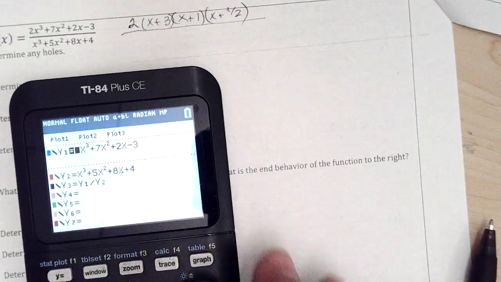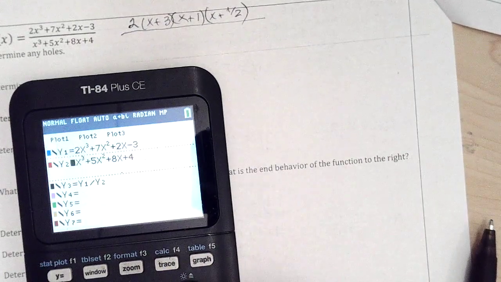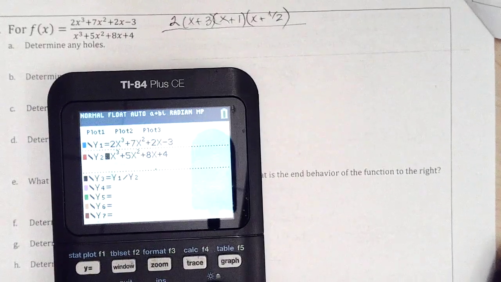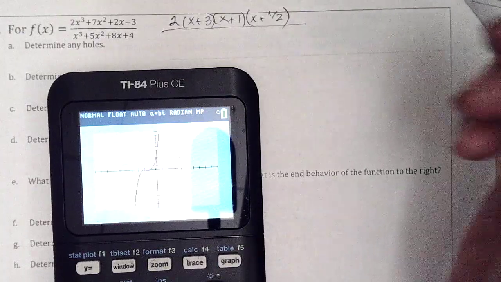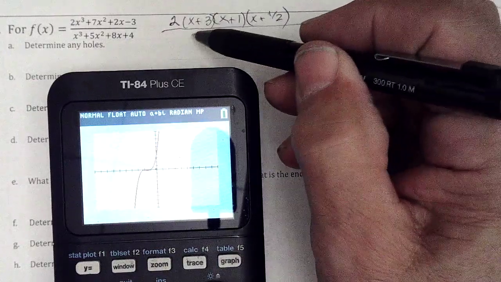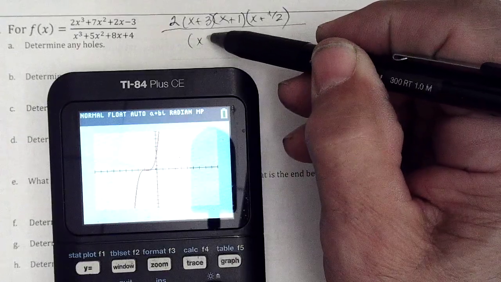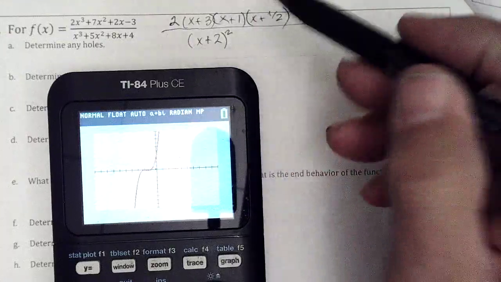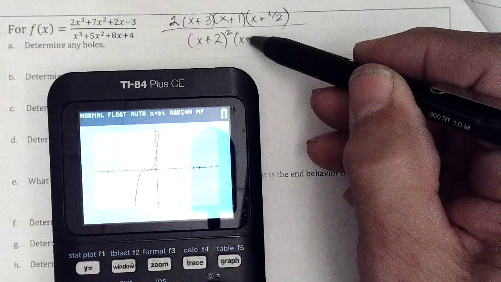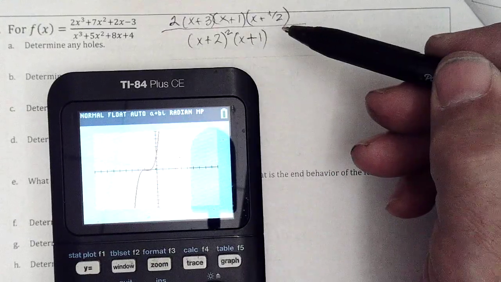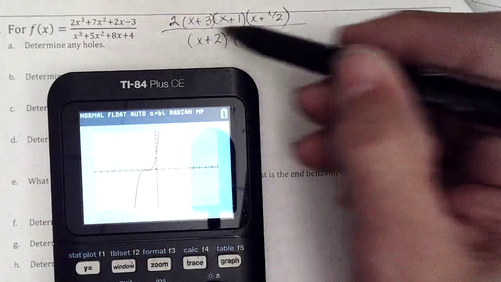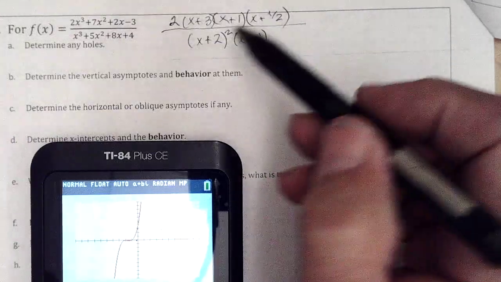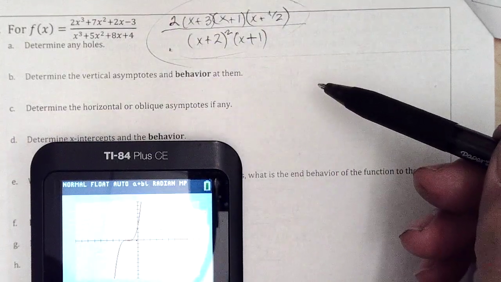And now let's look at the denominator. So turn that one off and turn that one on. That's the denominator, hopefully typed in correctly. And so I'm going to push graph. And it bounces at -2. So x plus 2 twice. And it goes through at -1. So it's x plus 1. And that's it. And the leading coefficient's 1, and this would have 1. So looks like that would be the factored form.